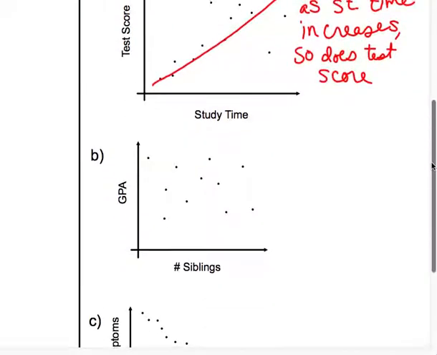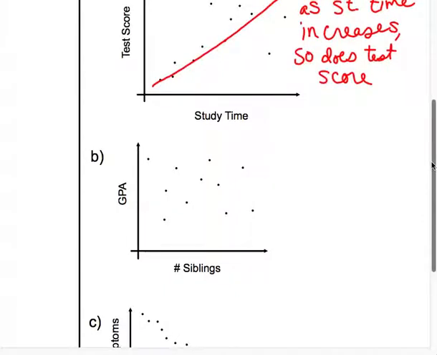All right, so our second scatter plot, these data values seem to be all over the place. Looking at the two data, number of siblings and GPA. So what this means is there is no relationship between number of siblings and GPA.